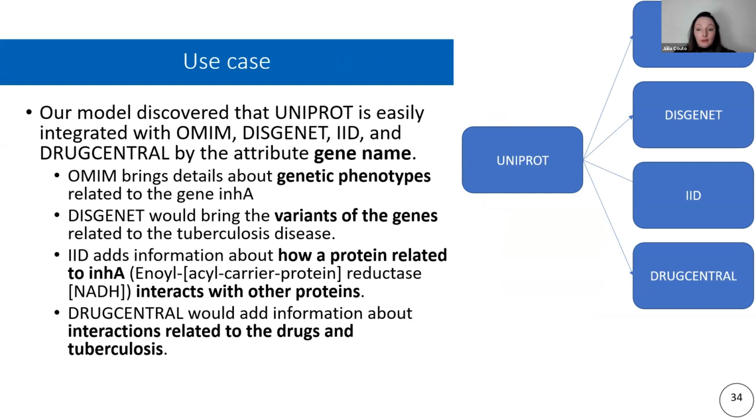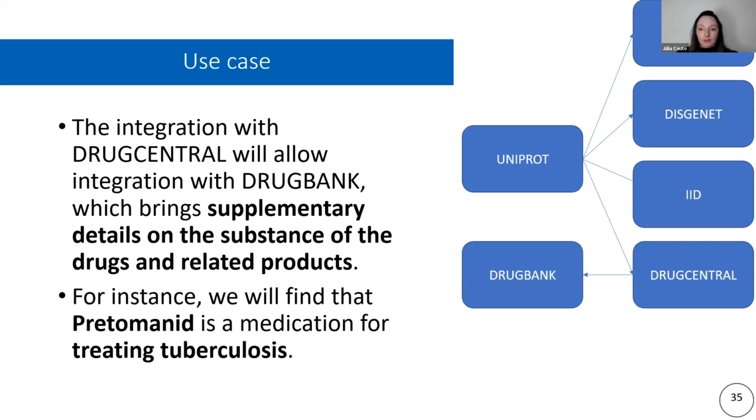With the integration with OMIN, we would find information about genetic phenotypes, while integrating with DisGenet would bring the variants of the genes related to the tuberculosis disease. IID would bring information about how a protein related to the gene interacts with other proteins. And Drug Central would add information about how the drugs interact with tuberculosis. The integration with Drug Central will allow us to integrate with Drug Bank, which brings details on the substance of the drugs and related products. For instance, what medications could be used for tuberculosis treatment?